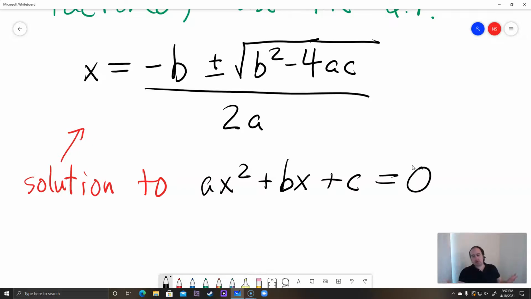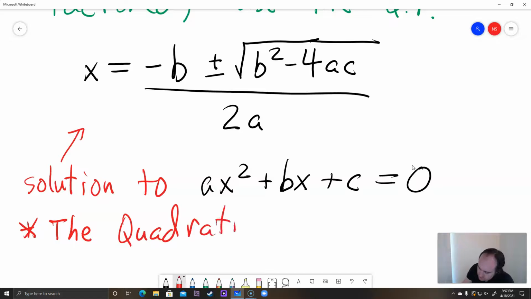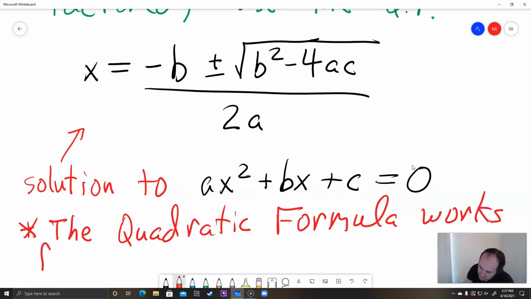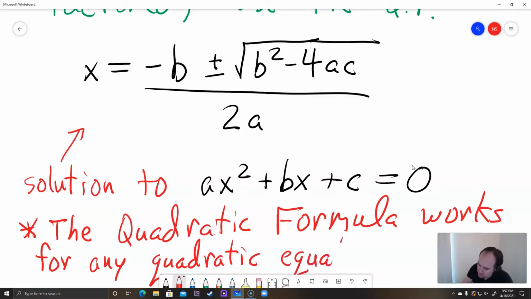So then some people don't even bother factoring. Some people just use the quadratic formula no matter what, and that actually does always work. Okay? So the quadratic formula always works for any quadratic equation. It's not like factoring, where some equations can't be factored. The quadratic formula works for any quadratic equation. And once again, quadratic just means the highest power is 2.